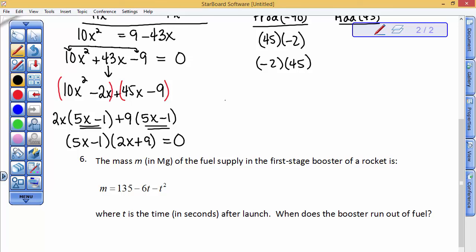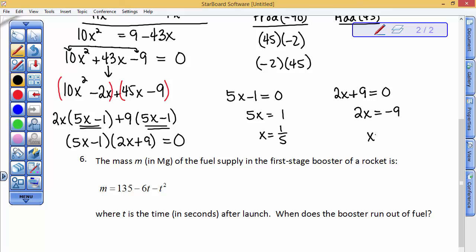Those factors have to be set equal to 0. So when I set 5x minus 1 equal to 0, I'll add 1 to both sides, or I'll throw the 1 over to the right, and then I'll divide by 5. If you can do all of that in your head, that's cool. This 2x plus 9, when I set that equal to 0, the 9 will go to the right and become a negative 9. Then I'll divide both sides by 2, and I'll get a negative 9 halves.